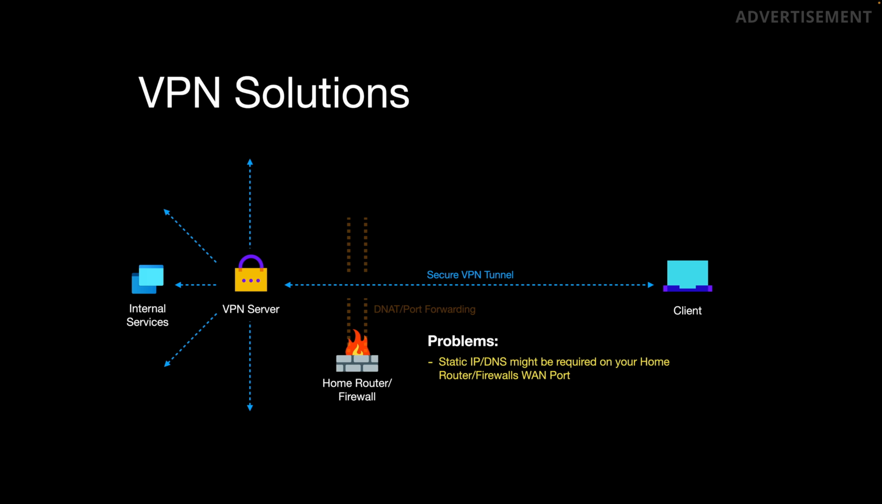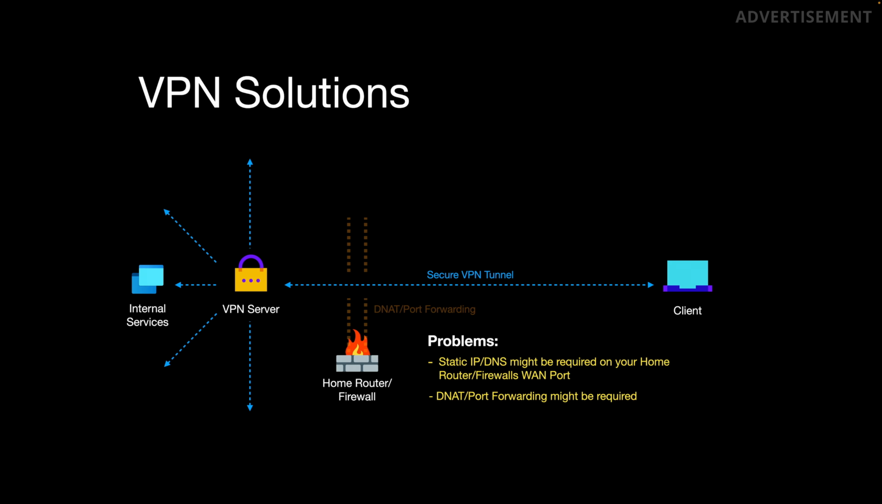And the first is that you would typically need a static IP or DNS that might be required on your home router/firewall's WAN port, because the client needs a target and a destination to connect to. And that also consequently means that you need to forward the incoming ports on your home router firewall to the target VPN server in your network. So I've marked these yellow because these problems you typically only have in traditional VPN solutions like IPsec, OpenSSL, these kind of things.